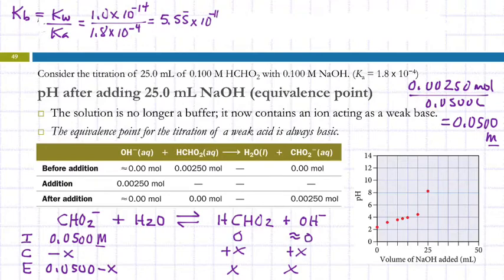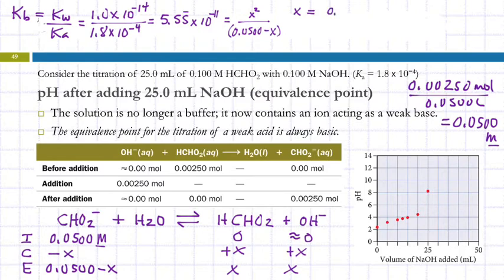So 5.55 repeating times 10 to the minus 11, that's my Kb. That's going to equal x squared over 0.0500 minus x. Given how small this is, I'm sure that x is going to be small, and so we can use the x is small approximation.